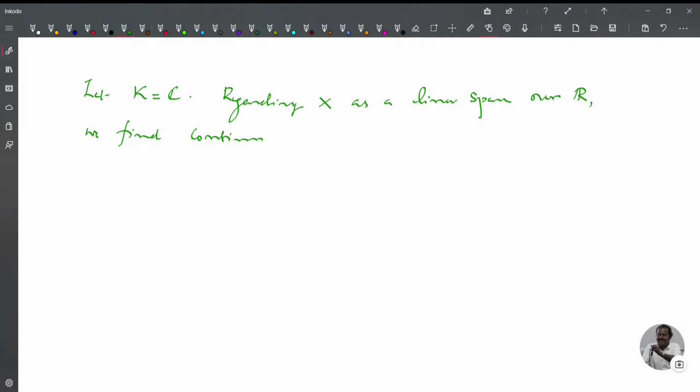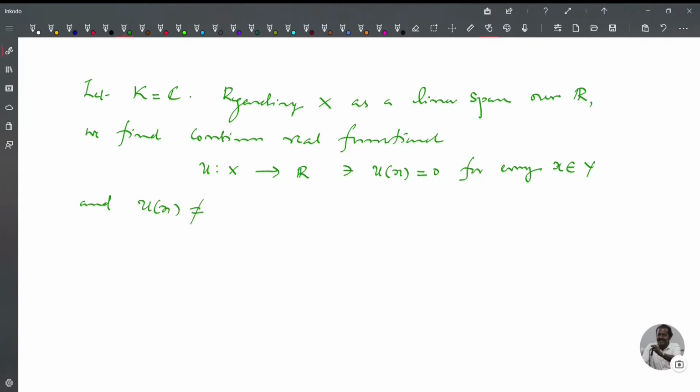Now we prove the theorem for K equal to C. So let K equal to C. Regarding X as a linear space over R, we find a continuous real functional u from X to R such that u of x equal to 0 for every x in Y, and u of x is not equal to 0 for every x in E, by what we have proved.